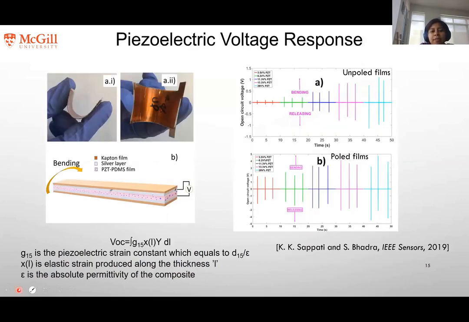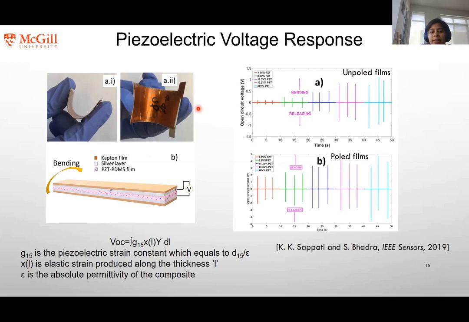After we made the film, we packaged it with two flexible electrodes. The electrodes were made by printing a silver layer on a Kapton film, and then we sandwiched the film between those flexible electrodes. This is how the packaging looked.